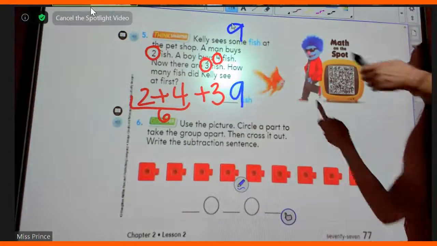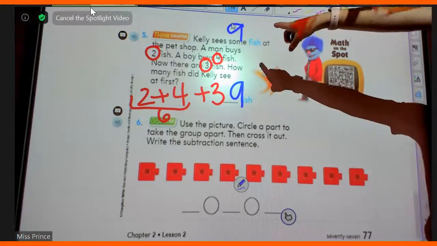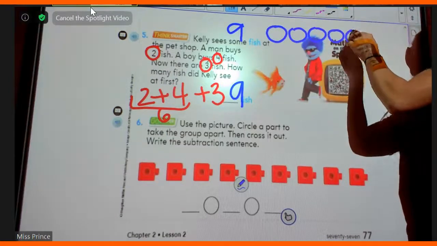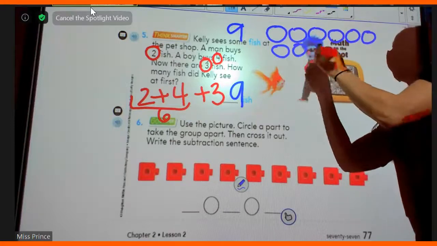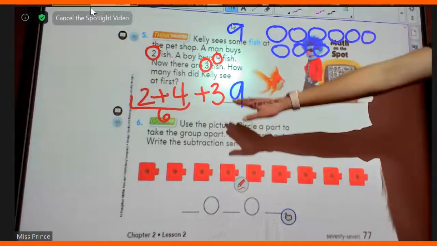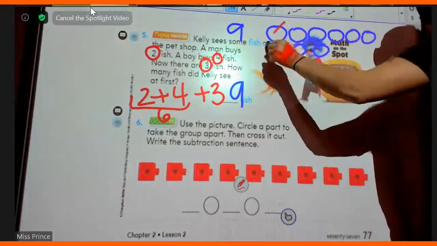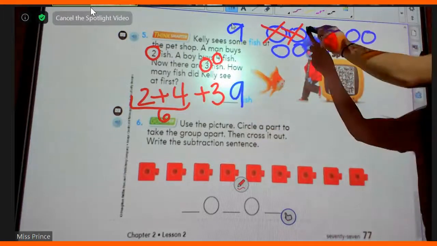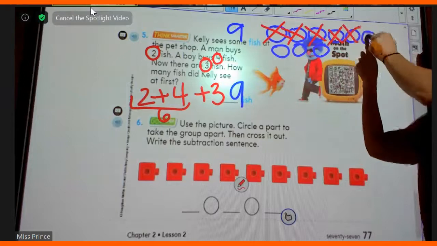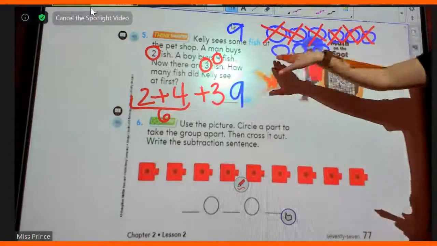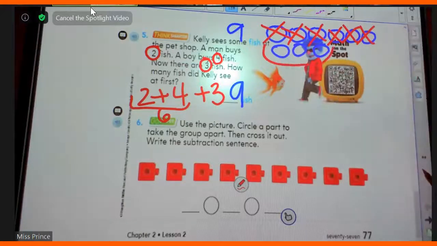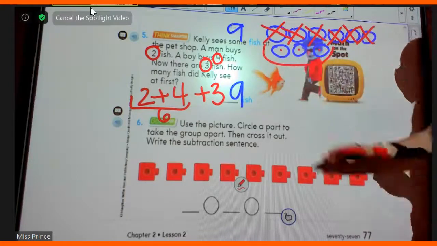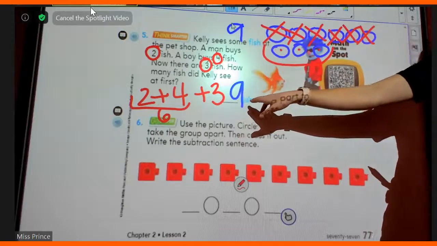I'm going to show you guys a super secret way to be able to check our work, okay? This is how you do it. Kelly sees some fish. We know what number that is now, don't we? Yes, it's 9, so watch this. 1, 2, 3, 4, 5, 6, 7, 8, 9. A man buys 2 fish. Buys 2 of them. A boy buys 4 fish. 1, 2, 3, 4. Now there are 3 fish left over. Is that true? Yes, there's 3 left over. So we know that our mystery number that we were trying to solve is 9.